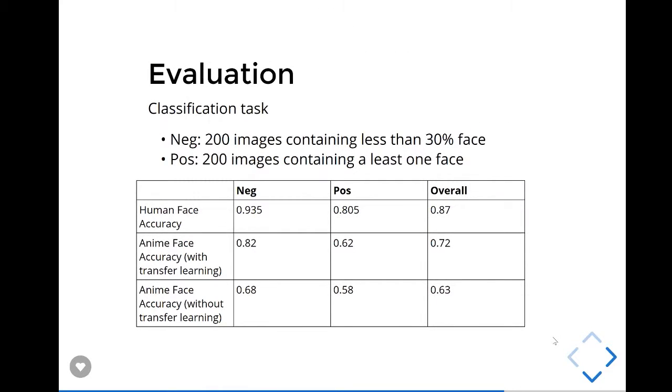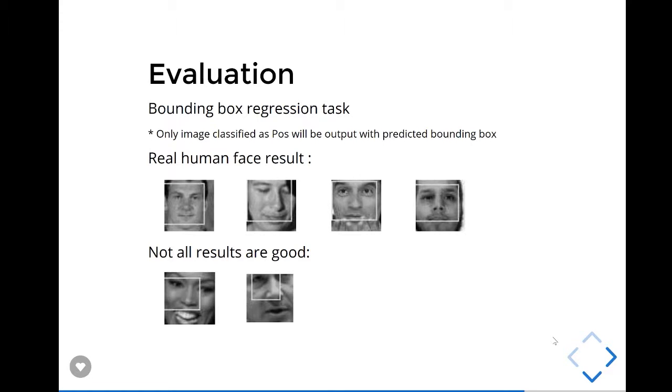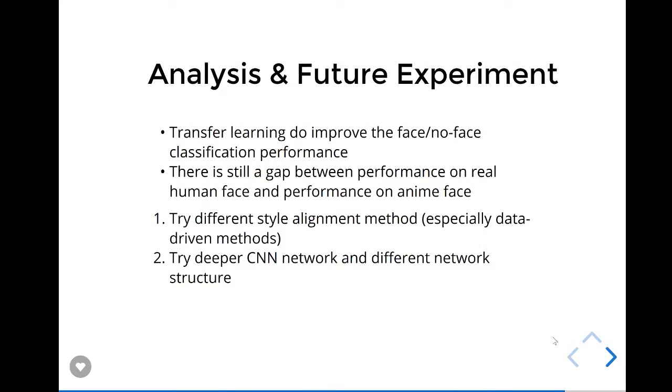We can see the result: when we train only on real human faces, we have 93% accuracy on negatives and 18% on positives, and an overall accuracy of 87%. And with transfer learning, we can see the accuracy is hugely improved on negatives and slightly improved on positives. So we can say that transfer learning does improve the accuracy of training. There is still a gap between performance on real human faces and performance on anime faces.